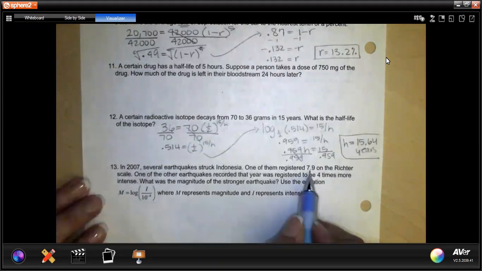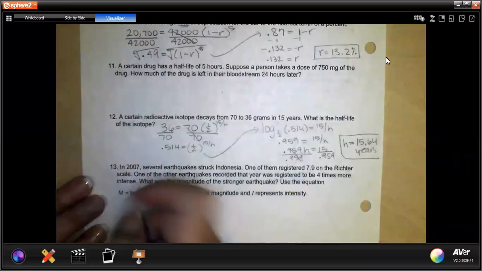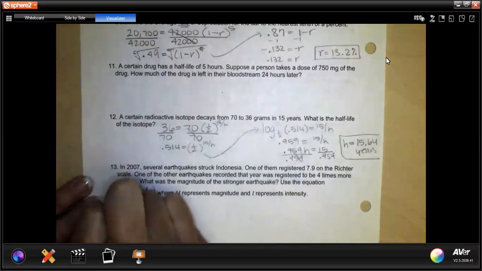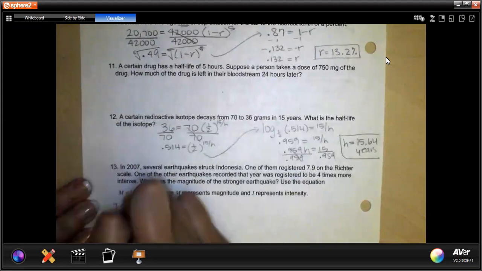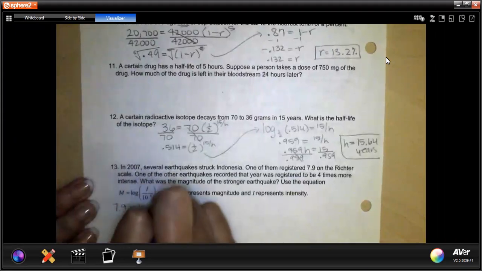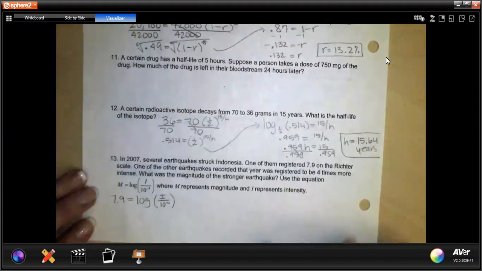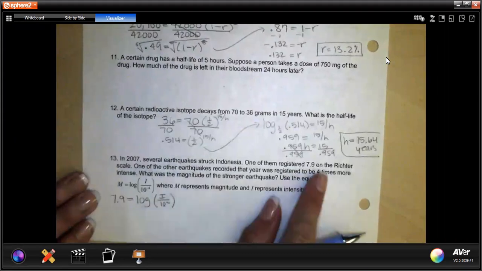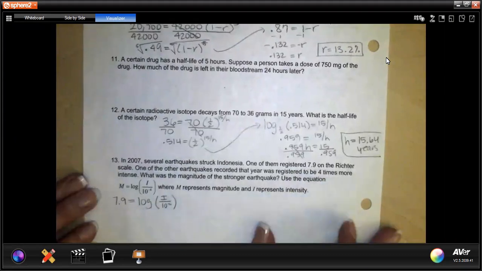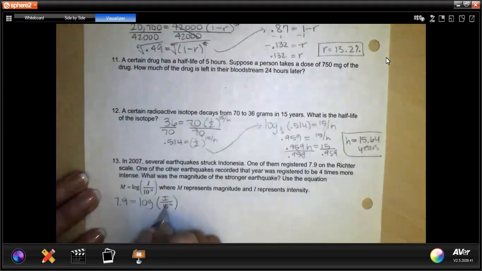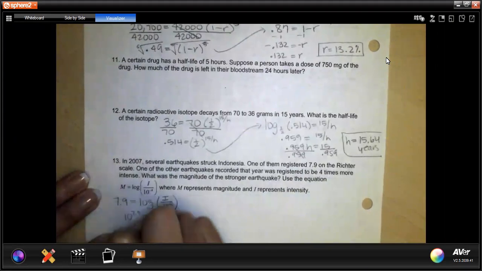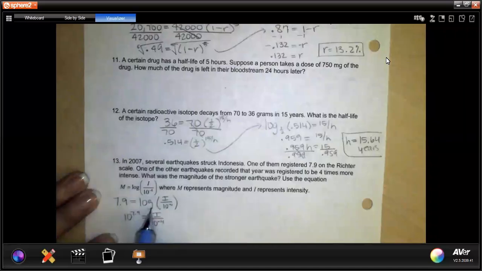It tells us that the initial one is 7.9 on the Richter scale, so I would plug in a 7.9 there for our magnitude and get log of I over 10 to the negative 4. Now we're ready to solve for the intensity in this problem so that we can do the 4 times intensity in the other problem. I convert this to an exponential to free this argument, and so I get 10 to the 7.9 is equal to I over 10 to the negative 4. This is the common log, so it's got a base of 10 there. So when I drop the base, that's where I get that 10 from.